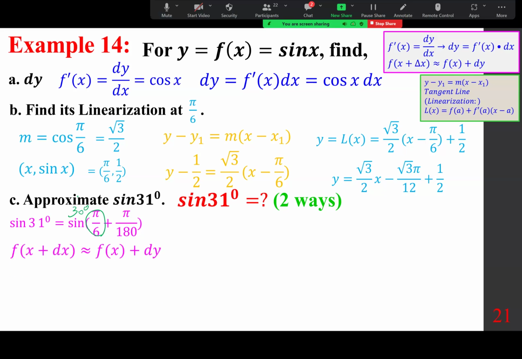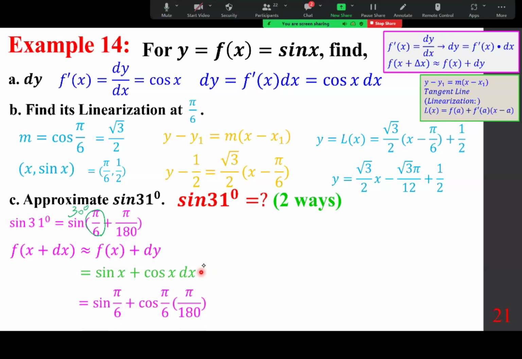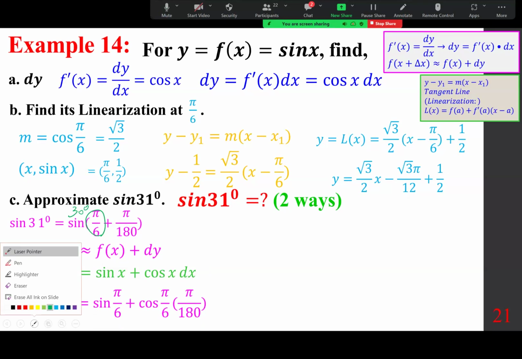F of x plus dx is f of x plus dy, which is f of x, sine x, plus dy, cosine x dx, which means sine of pi over 6 plus cosine of pi over 6 times pi over 180. 1/2, square root of 3 over 2 times pi over 180.